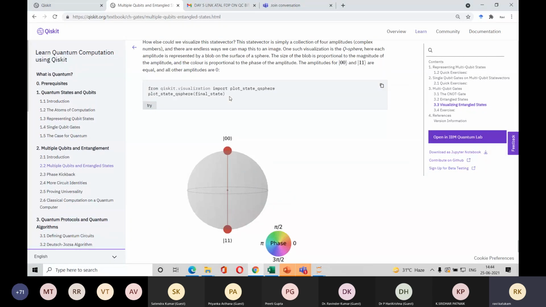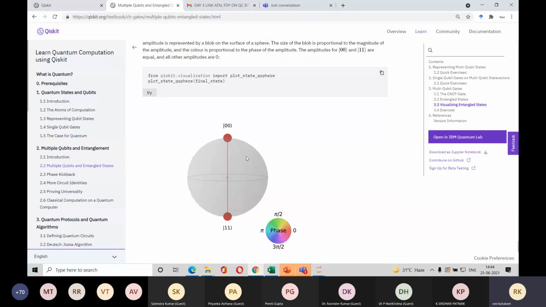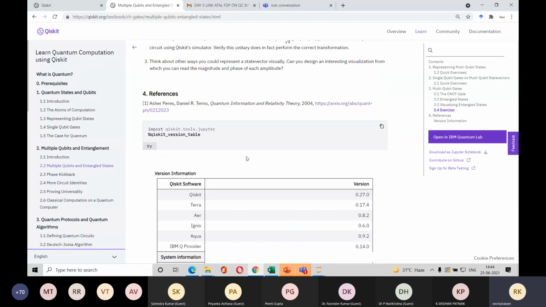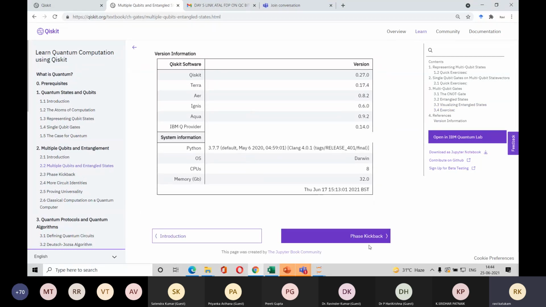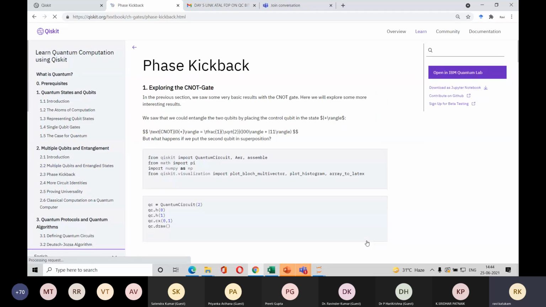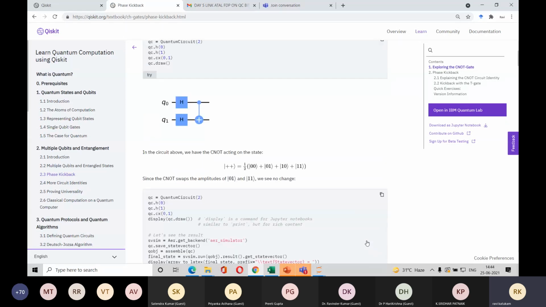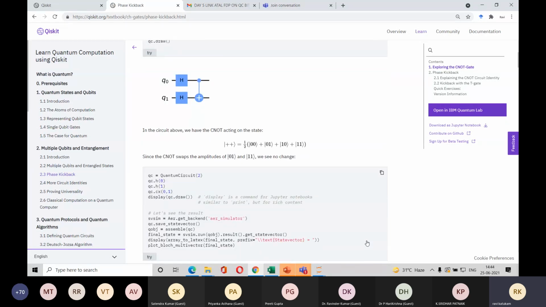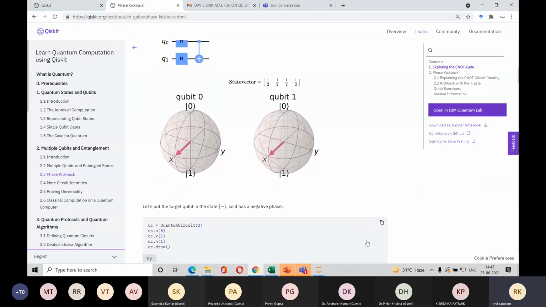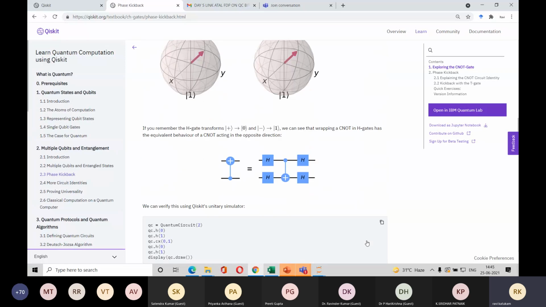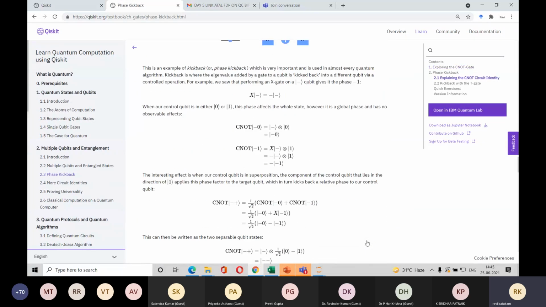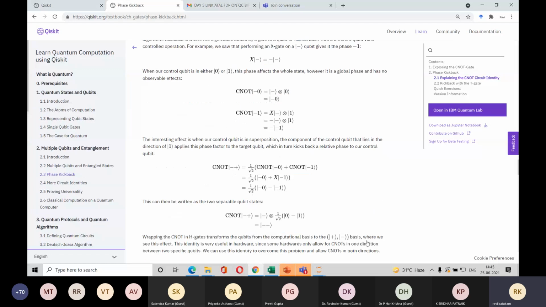To represent the multi-qubit system graphically, we use what is called a Q sphere, and the color represents the amplitude in measuring that particular state. That's what we did. And there is one phenomenon called phase kickback. At a high level, phase kickback makes the transfer of phase from one qubit to another qubit. It is achieved by 2 H gates and 1 CNOT gate. You'll find its application in much of the further literature.